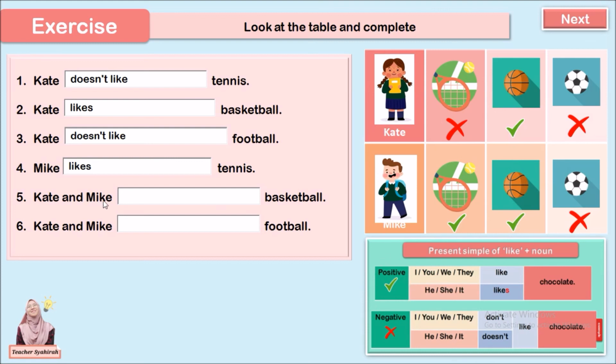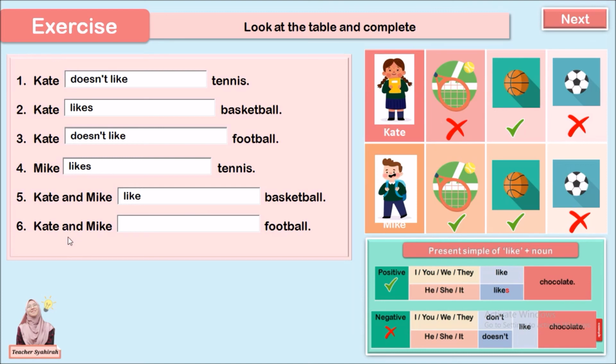Kate and Mike is dua orang. Kalau dua orang, kita panggil mereka. Mereka in English, what? They. Okay. Look at here, they. Okay, now, diorang suka kan? So, they like basketball. Okay, no need to add S because it's they. Kalau they, tak perlu tambah S. Kate and Mike like basketball.